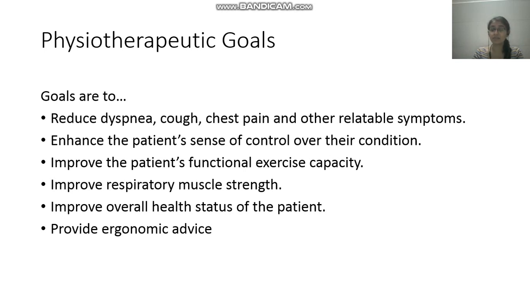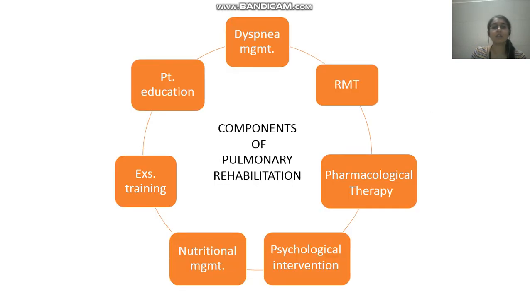Improve the respiratory muscle strength of the patient. We'll see how is it correlated to dyspnea and other symptoms. Improve overall health status of the patient and provide suitable ergonomic advice for the same. Okay. So, what are the components of pulmonary rehabilitation?